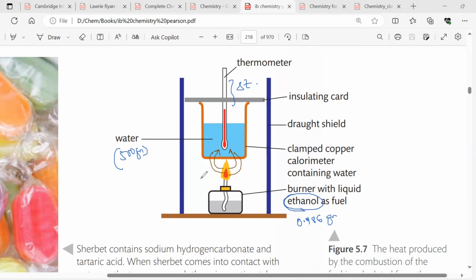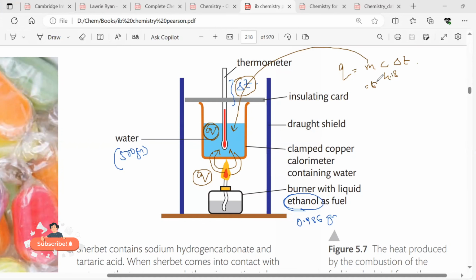If the flame is releasing Q amount of heat, water will also absorb Q amount of heat, isn't it? And what happens? The temperature will be increasing. Can you find out Q? Yes, we can find out Q. How? Q is equal to mc delta T, right? We have to use this. M is the mass of water. C is the specific heat capacity of water, that is 4.18, right? 500 into 4.18 into temperature change.